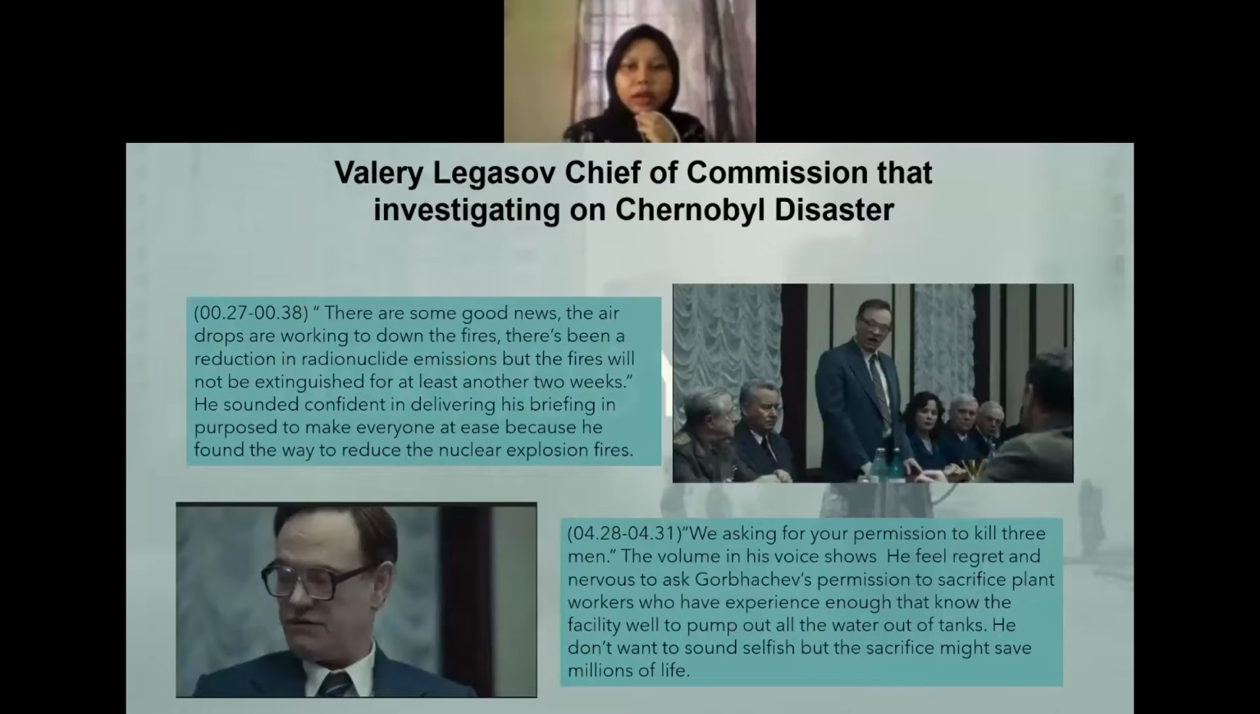Next is at minute 0.06. Some good news: they are working to put down the fires. We sounded confident delivering the capacity to slow down the activity. At minute 4.3 until 4.